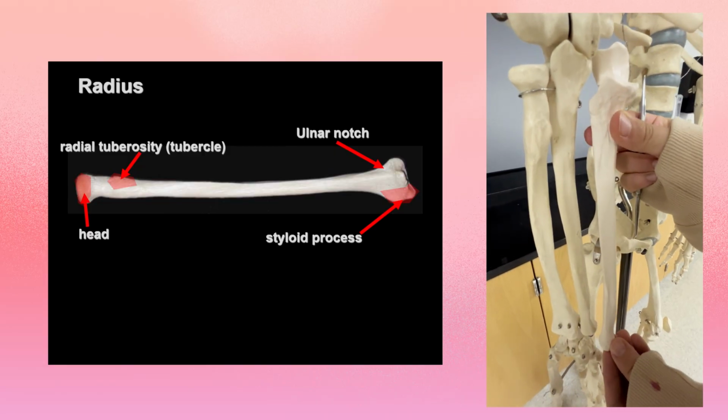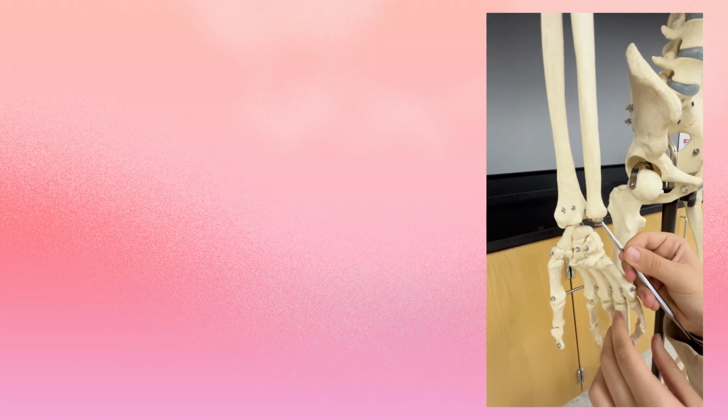This is the ulna, this is the proximal end and the distal end. This is the trochlear notch that connects to the humerus. Over here is the radial notch that connects to the radius. This is the olecranon process. This is the coronoid process. Down here at the distal end is the styloid process and the head.